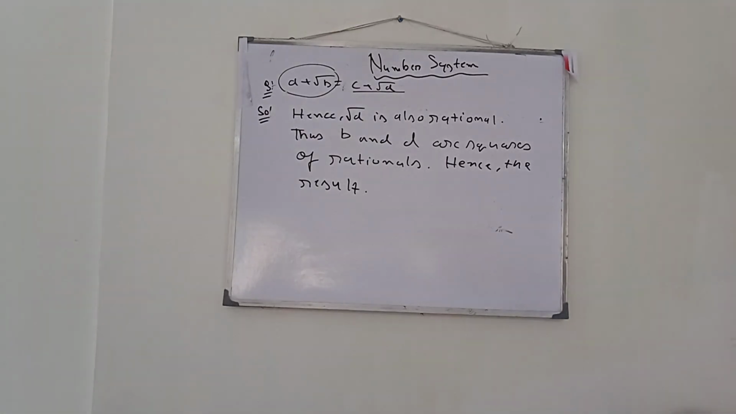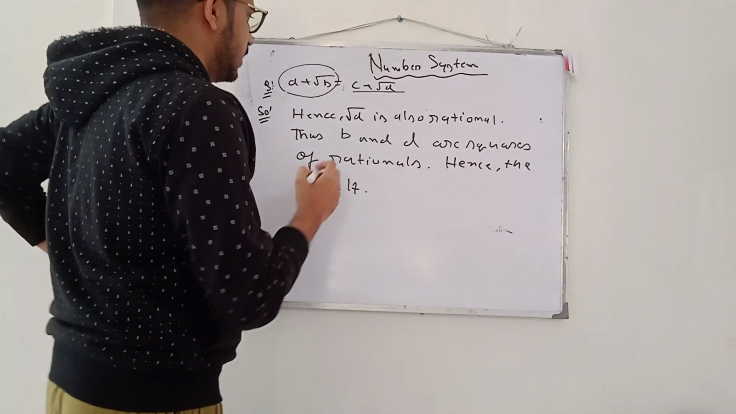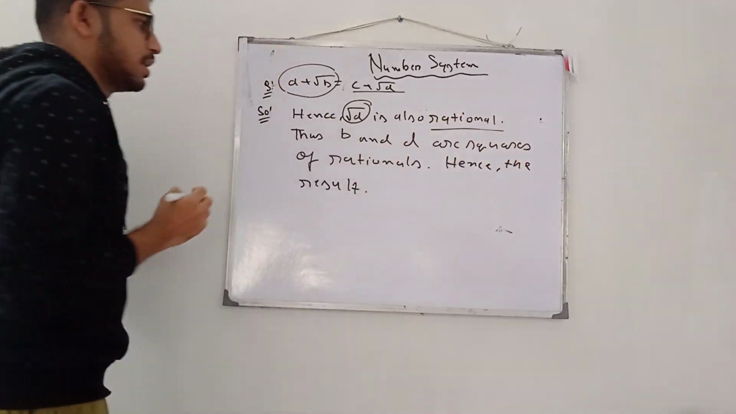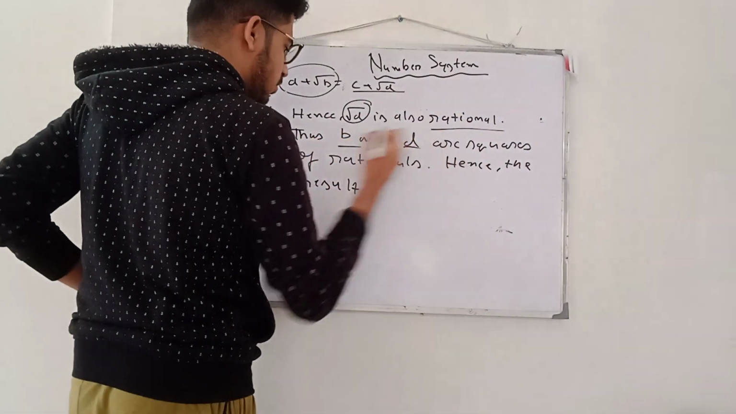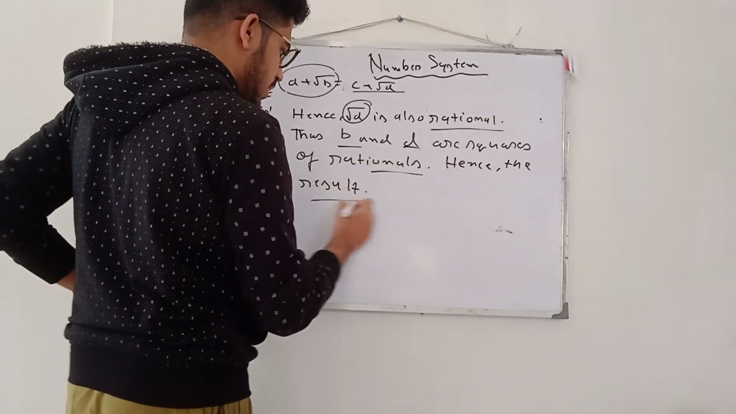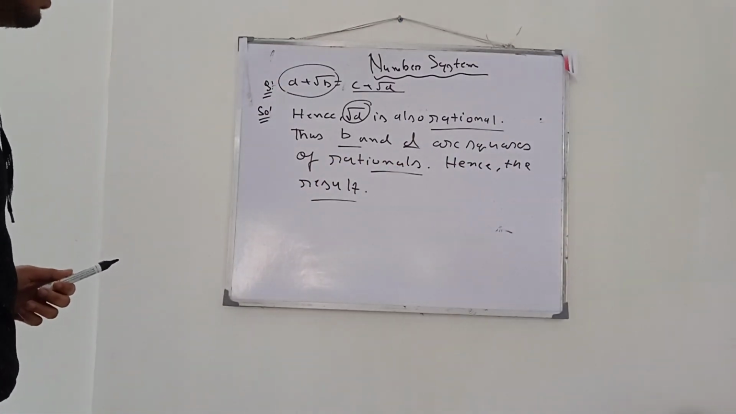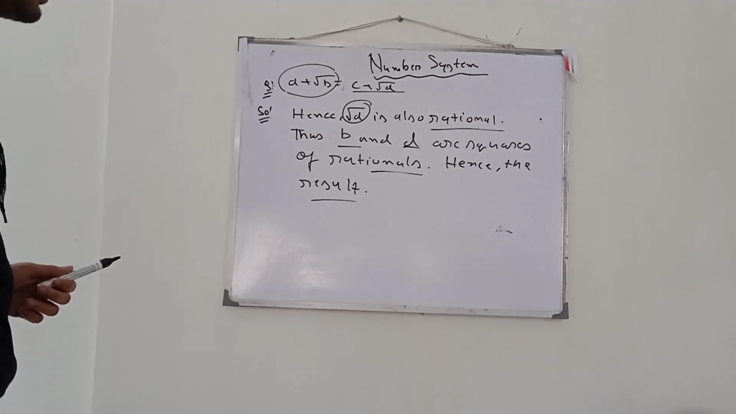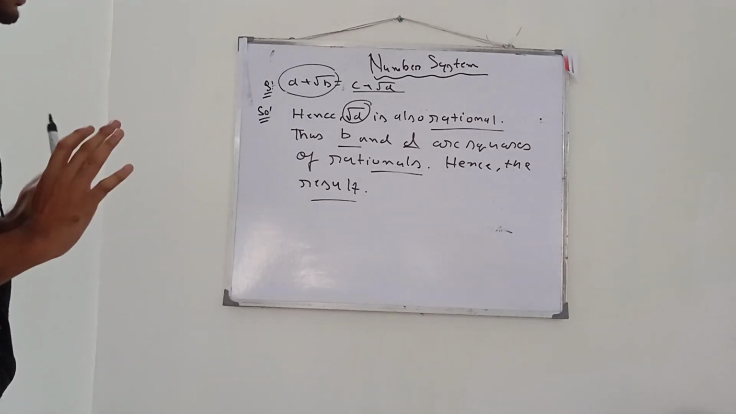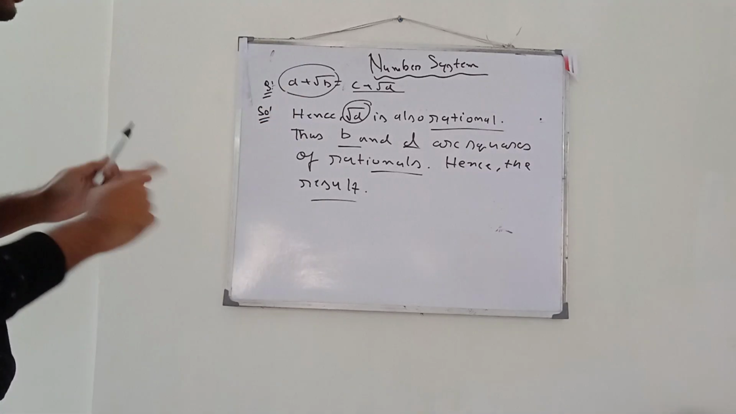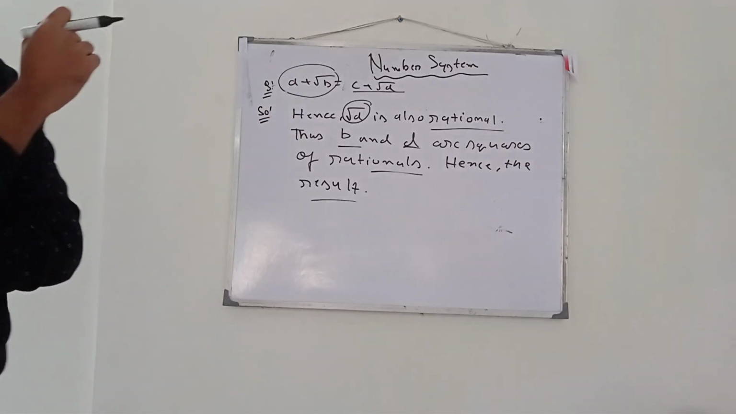Now root d is rational. They are saying root d is also what? Rational. b and d are squares of rational, hence the result. Okay? Yeah, we have already understood that b is rational. Root b is rational because they are squaring, and also root d is squaring.